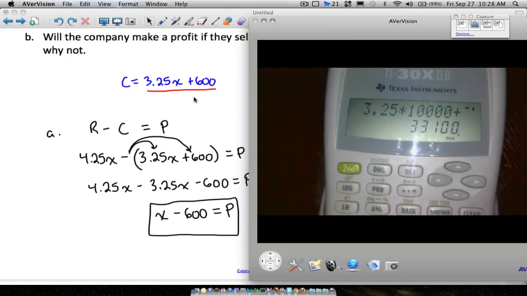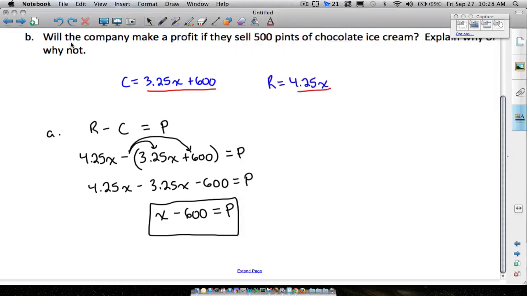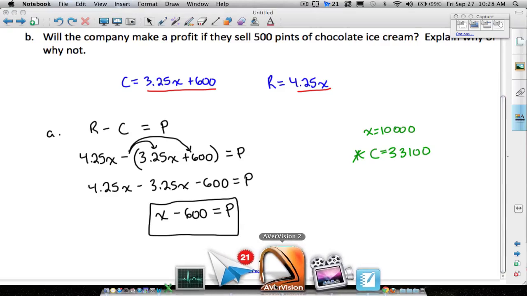So $33,100 is going to be the cost. Let me squeeze that over here. I know I'm going off on a tangent here, but hey, I do that sometimes. So the cost for 10,000 pints was $33,100. That's how much the company's spending to make 10,000 pints of ice cream.